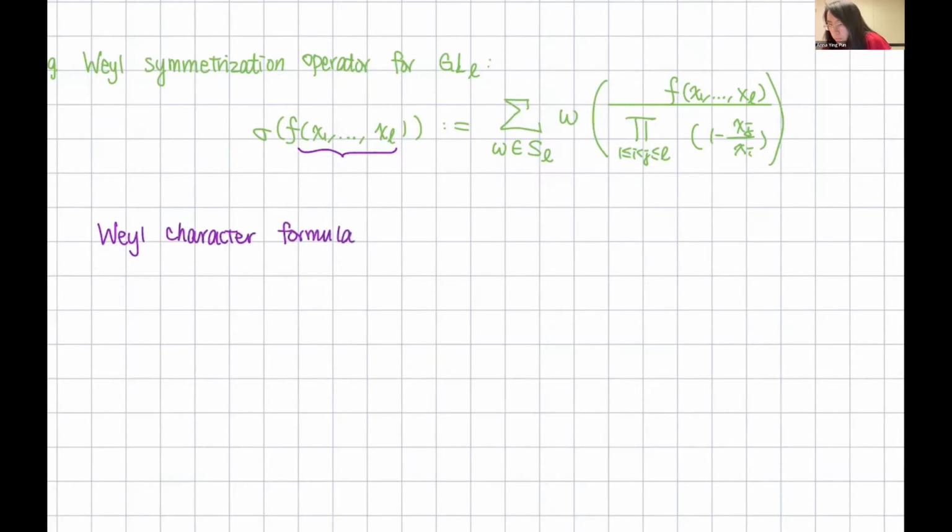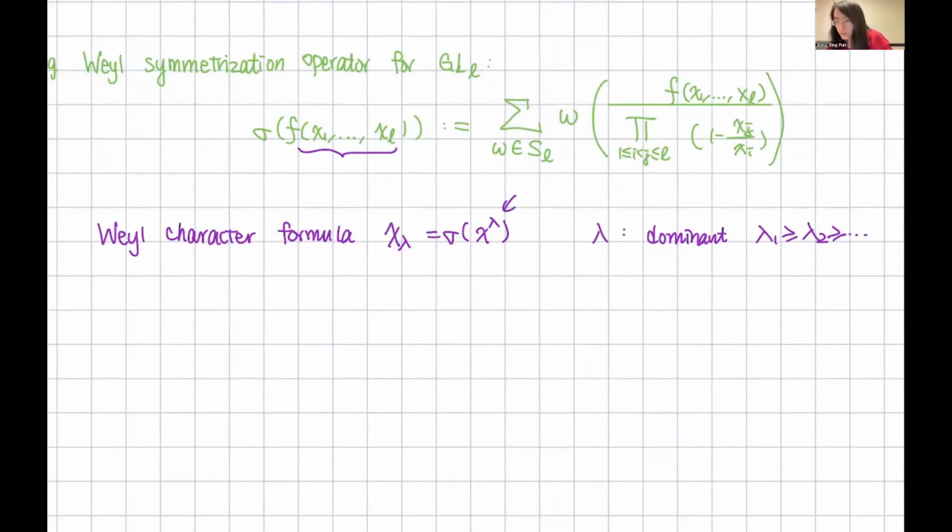Okay, choose this f as a monomial x^lambda, where lambda is the dominant weight, meaning that lambda_1 is bigger than or equal to lambda_2, and so on. We allow negative here. Okay, so that's the Weyl character formula. So that means you just need to choose your f as a monomial with a power which is in dominant order, then you get the irreducible character like this.